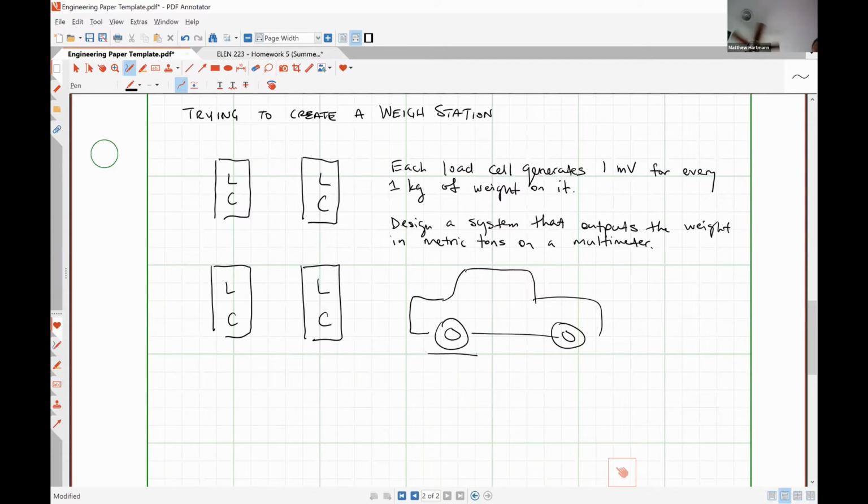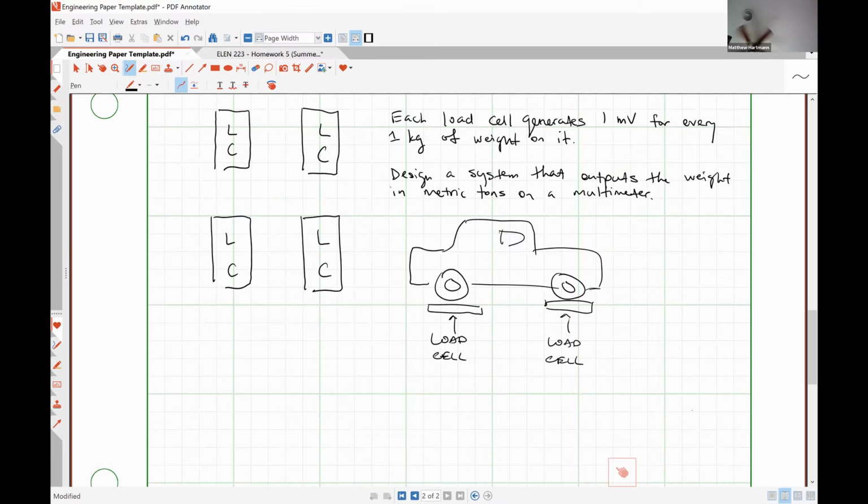This is our car. That's a load cell. That's a load cell, and then there's going to be another associated load cell for each of the other 2 tires. That's a crappy looking car, but I hope you get the point of it. All right, so let's think about our system, okay?